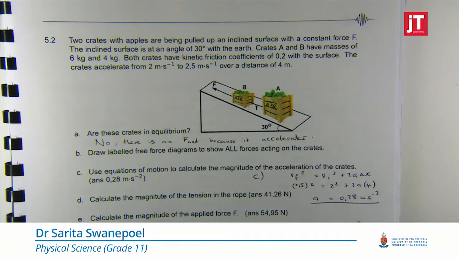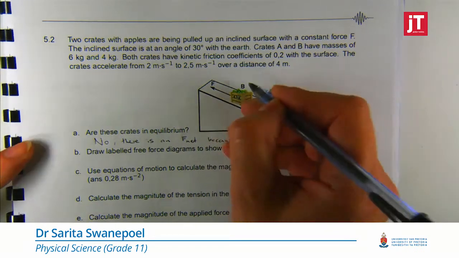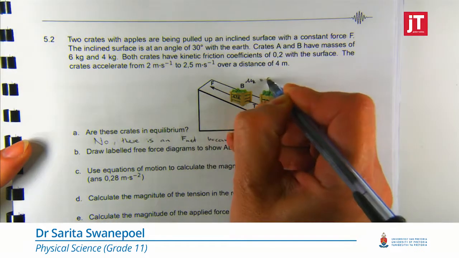Right, we had this question where they said the two crates with apples are being pulled up an inclined surface with a constant force F. The inclined surface is at an angle of 30 degrees with the Earth. Well, they draw it in, so I don't have to write it down. Crates A and B have masses 6 and 4. That is also in my picture. Both crates have kinetic friction of 0,2.